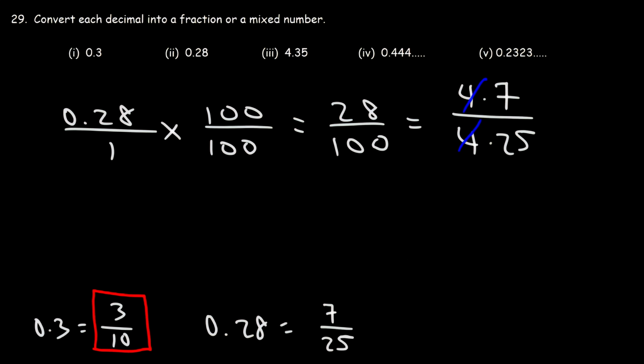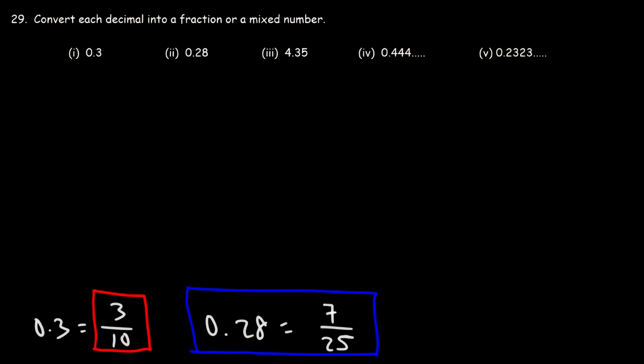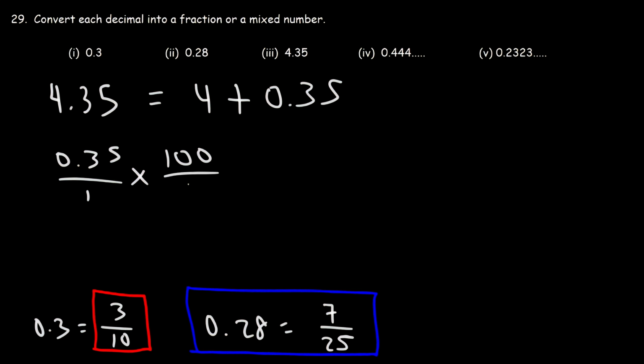So that's it for the second example. Now let's move on to the next one. How can we convert 4.35 into a fraction? So this is going to be a mixed number. This is 4 plus 0.35. I recommend focusing on the 0.35 part first. So just like the last problem, we're going to multiply this one by 100 over 100. So we're going to get 35 over 100.